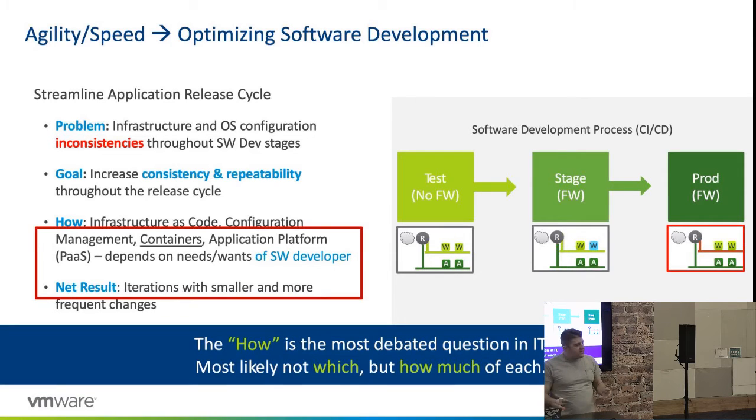The how is the most debated question. I would argue there is no debate. There is no perfect answer. There is no right answer. But most likely, the organizations have to decide which and how much of each they want to move to. I wish I could say there's a prescriptive methodology for how you do software development versus you or us. That's just not the case. Even on our own team, we do things a little bit differently as individual contributors. We want to do things differently.